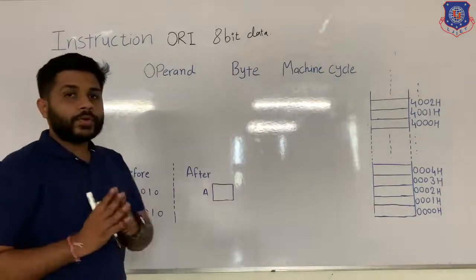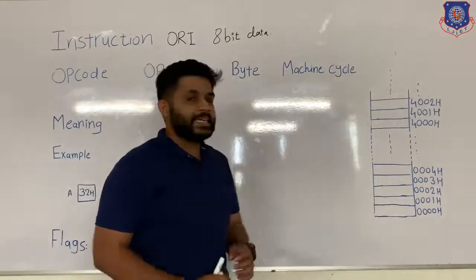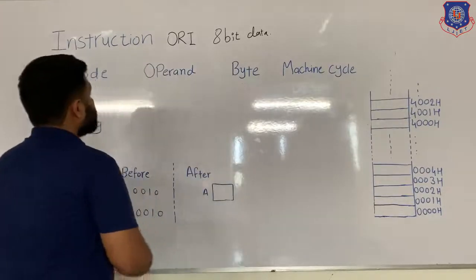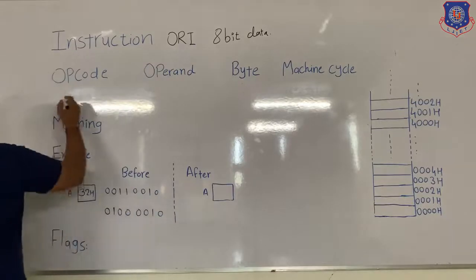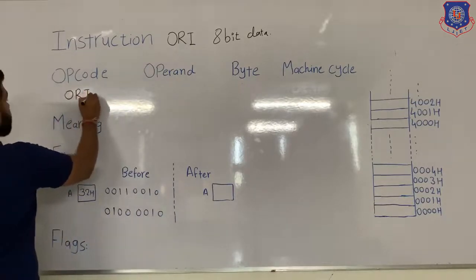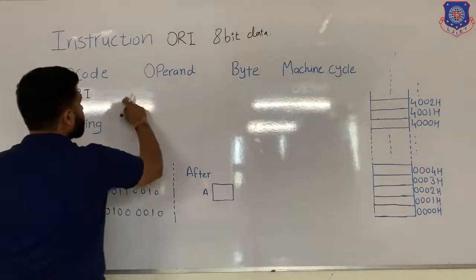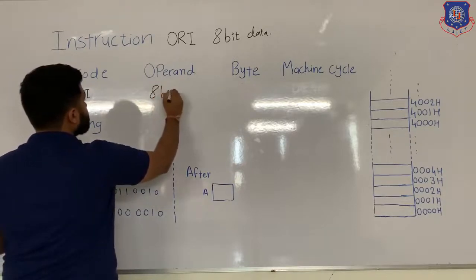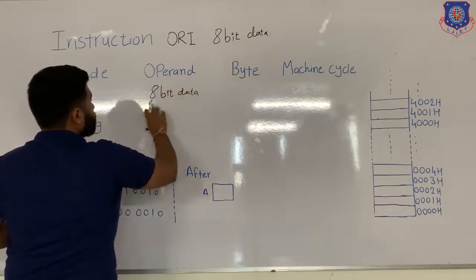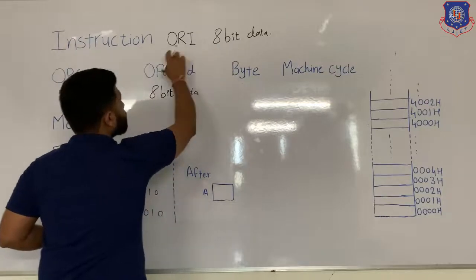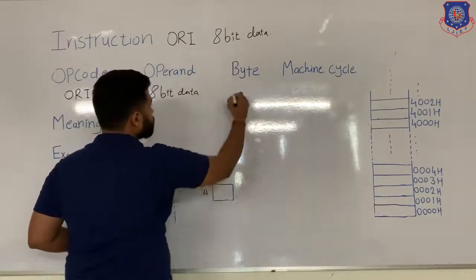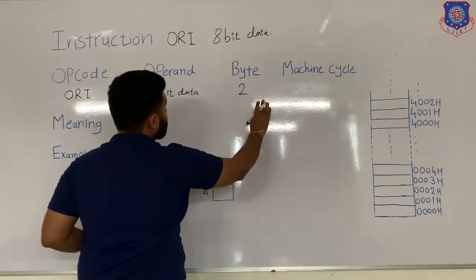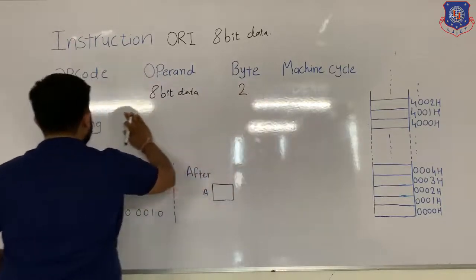Okay students, now we are going to see the instruction ORI 8-bit data. As you can see, in this instruction the first part is ORI. So the opcode is ORI. The remaining part is the operand, that is 8-bit data. As you can see in this instruction, 8-bit data is present, it means this instruction is of 2 bytes. The machine cycle we are going to see.